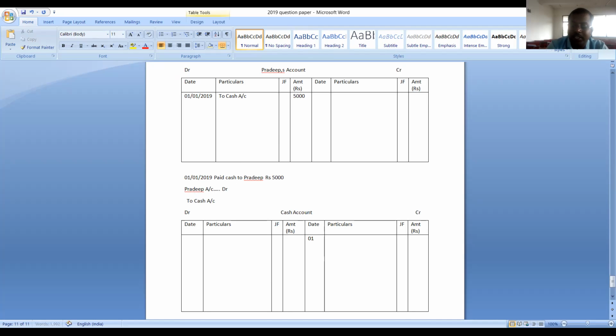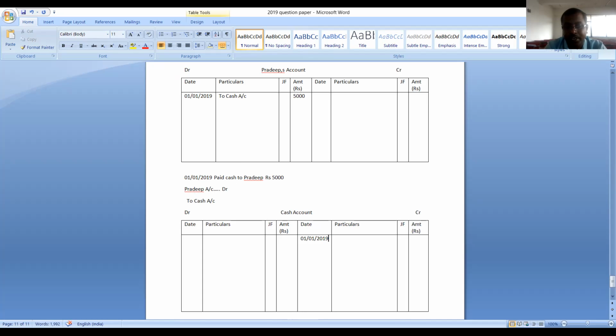So move on to the credit side of cash account and write the date of the transaction, and in the particulars column, write the name of the account that is debited. Which account is debited? Pradeep's account is debited. Understood? Amount column how much? Rupees 5,000. See here, Pradeep's account debit. That is the reason on the debit side of Pradeep's account, we have written to cash account.